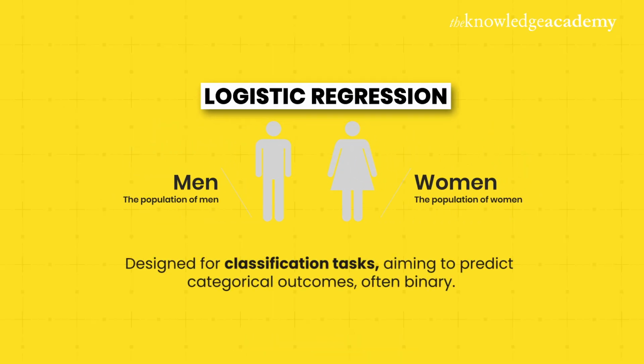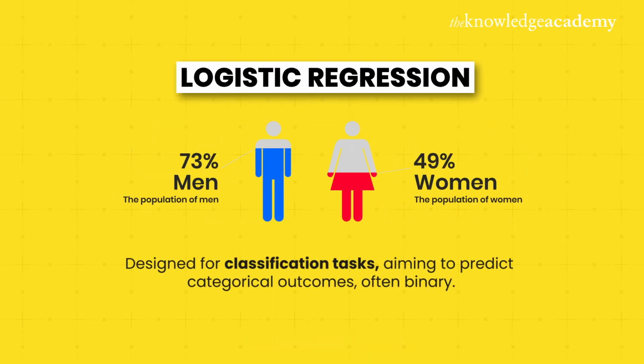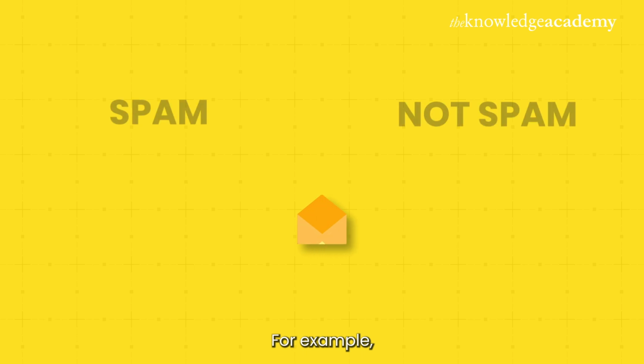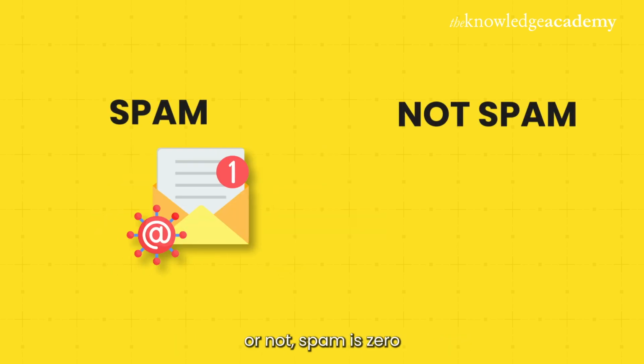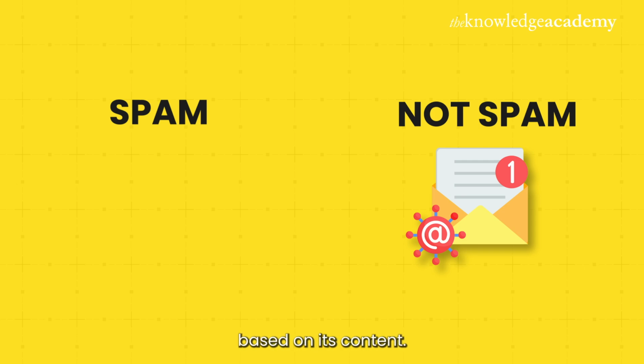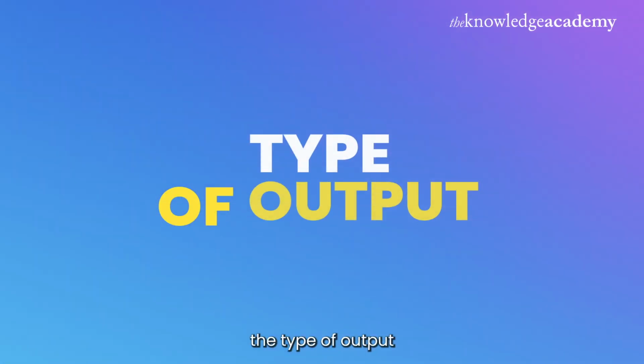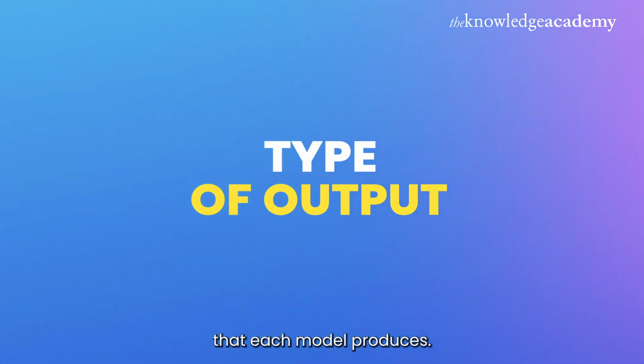Whereas in contrast, logistic regression is designed for classification tasks, where the goal is to predict a categorical outcome, typically binary. For example, predicting whether an email is spam, which means 1 in binary, or not spam as 0 based on its content. Next, let's compare the type of output that each model produces.